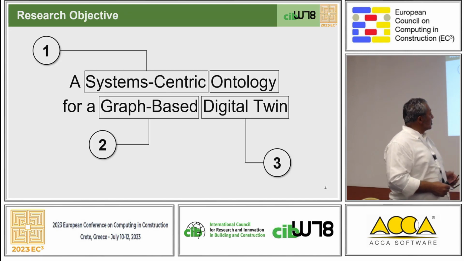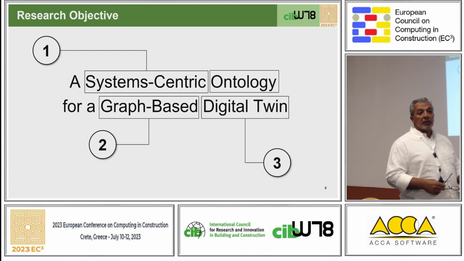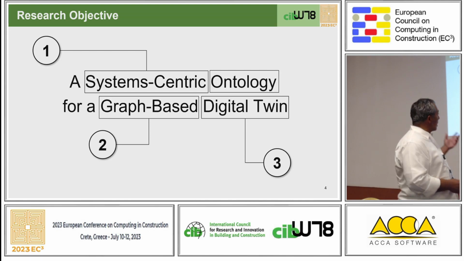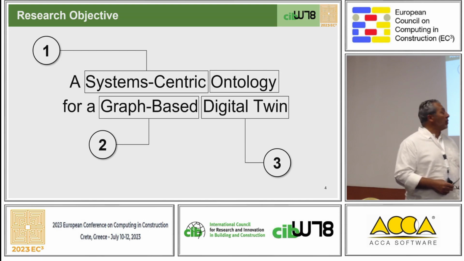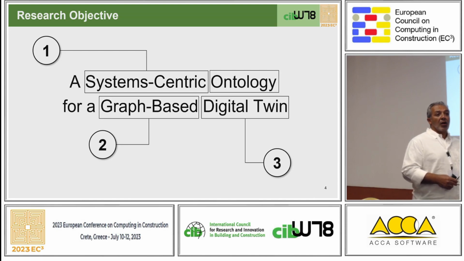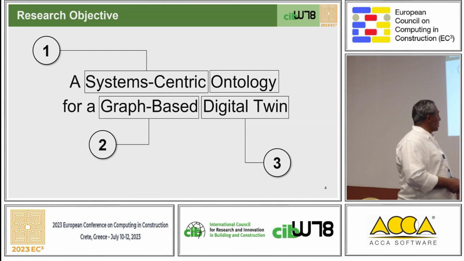My research objective, and also my table of contents, is the three components of my title: a system-centric, ontology, graph-based digital twin. And I'll address each part of those three components of the title as I go in the presentation.